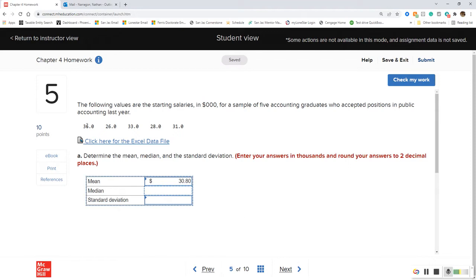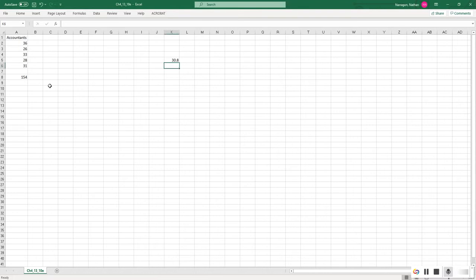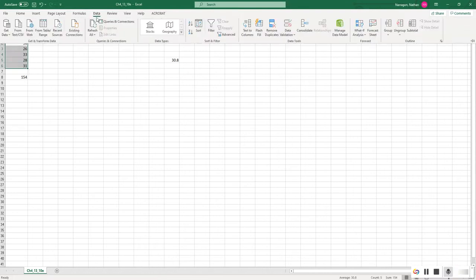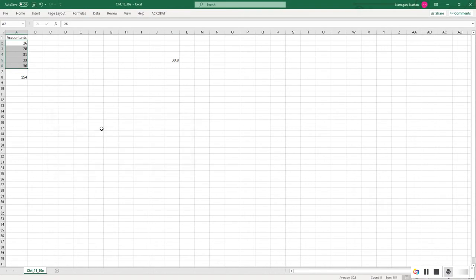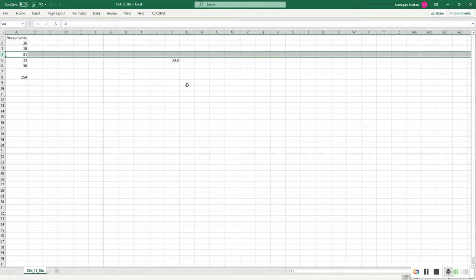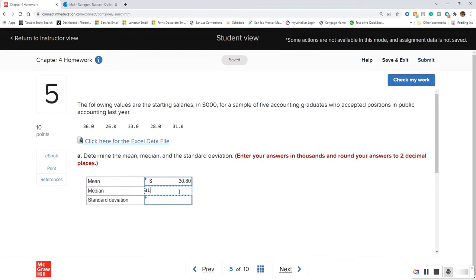Median. Again, we're dealing with only 5 numbers. It is not sorted. So we should, let's do that real quick. Sort. Okay. So now they're sorted, smallest to largest. And that makes 31 right there in the middle. That's our median. Okay. Now standard deviation. The fun one.